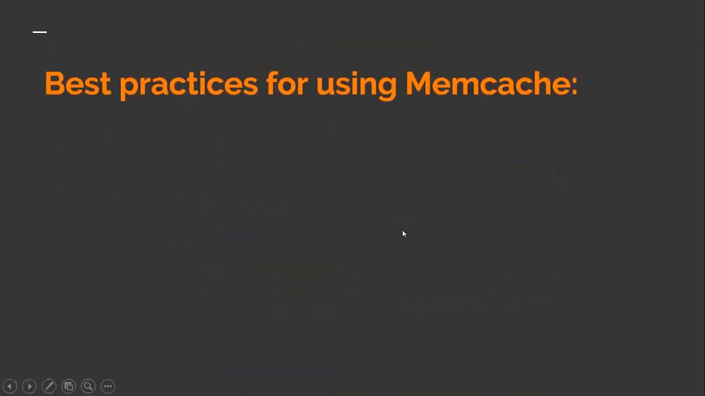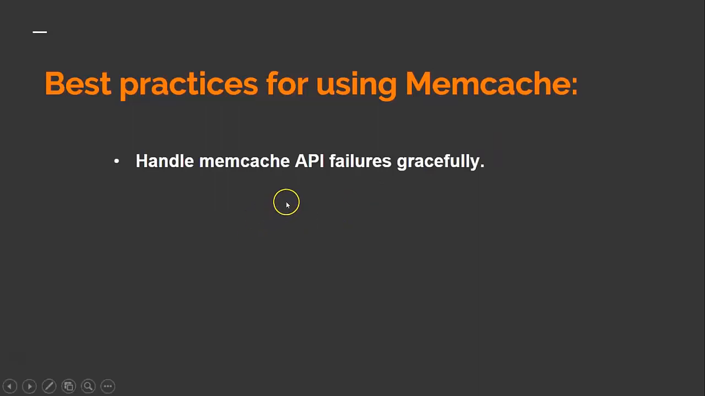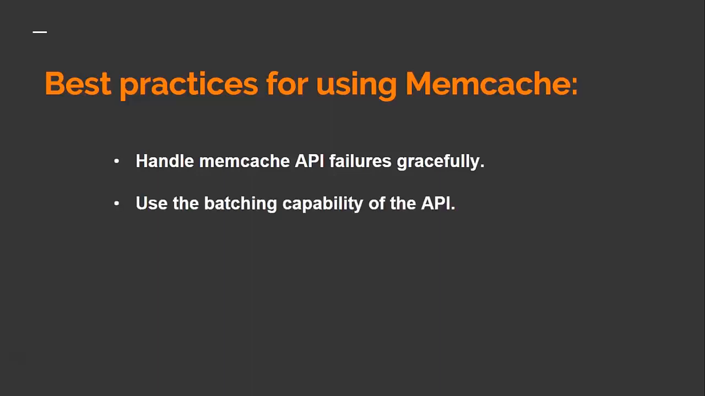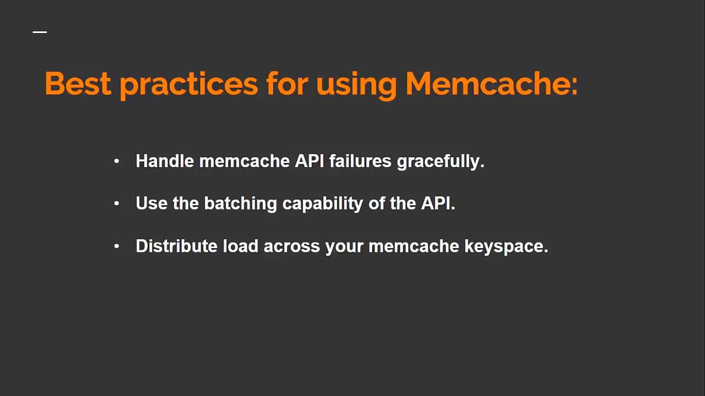Next, if I talk about the best practices after using your Memcache, the very first is that you can handle Memcache API failures gracefully. Your Memcache operations can fail for various reasons, so the application should be designed to catch the failed operation without exposing these errors to the end user. This guidance applies especially to your set operations. Again, you can use the batching capability of your API when possible, especially for small items. Doing so increases the performance and efficiency of the application which you have created or distributed.